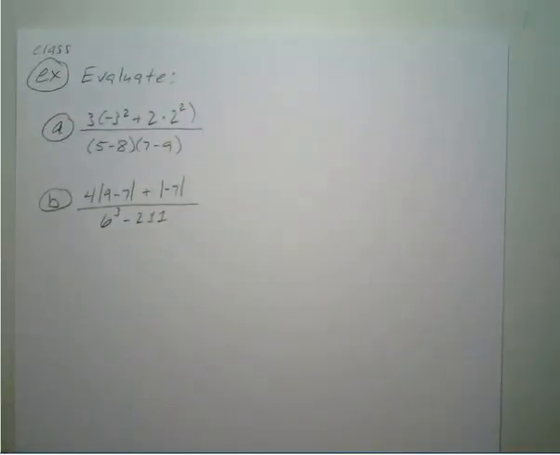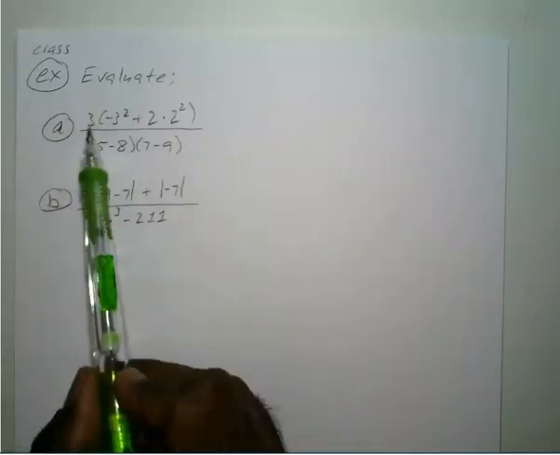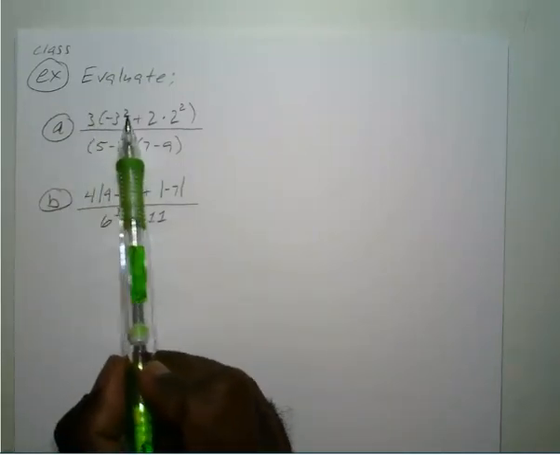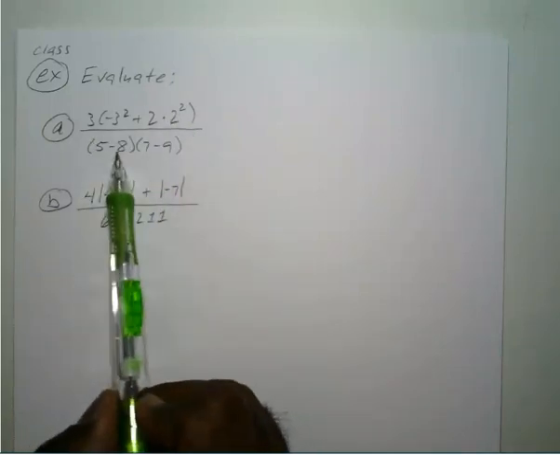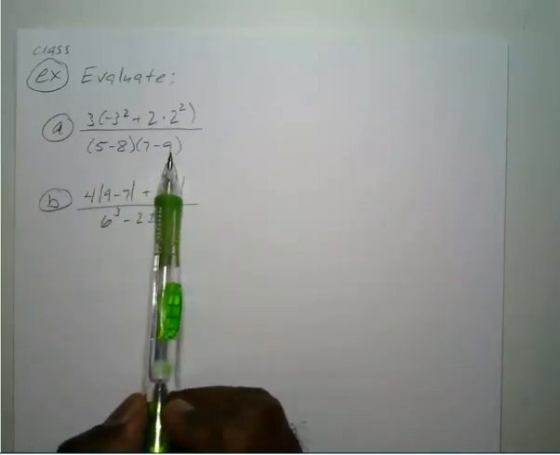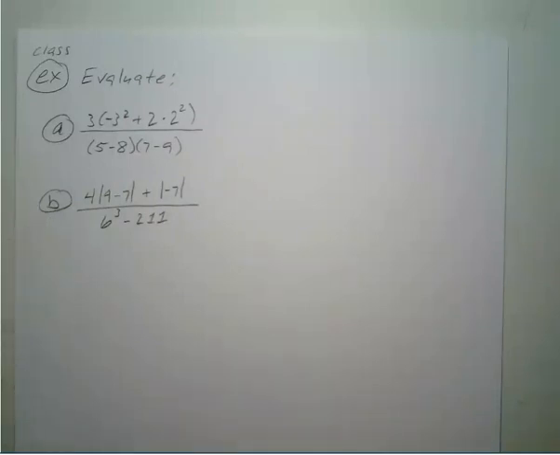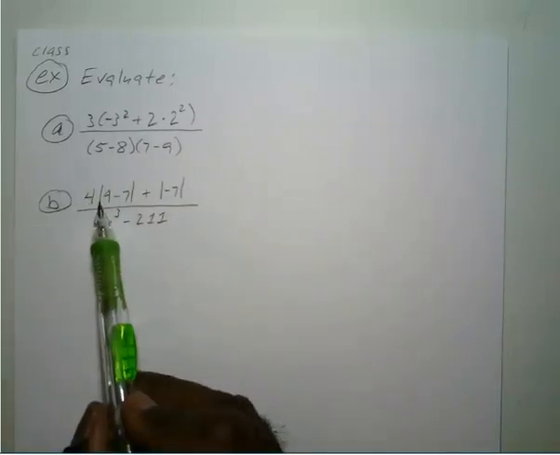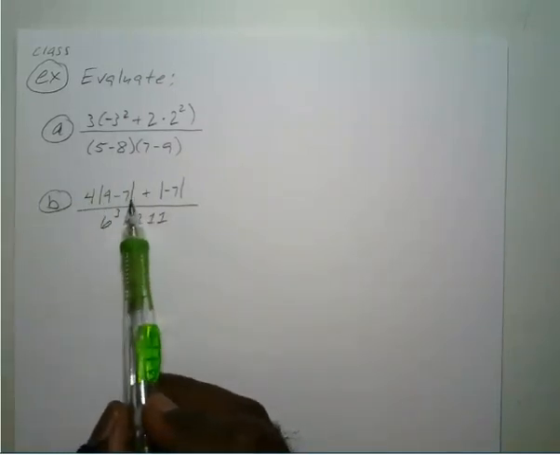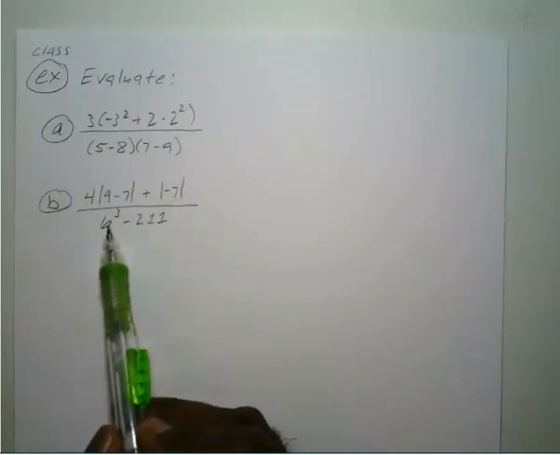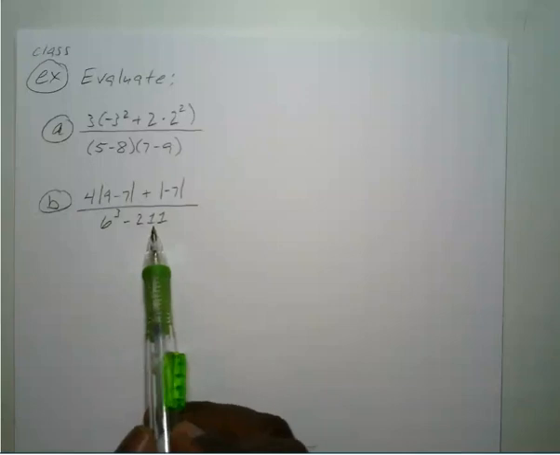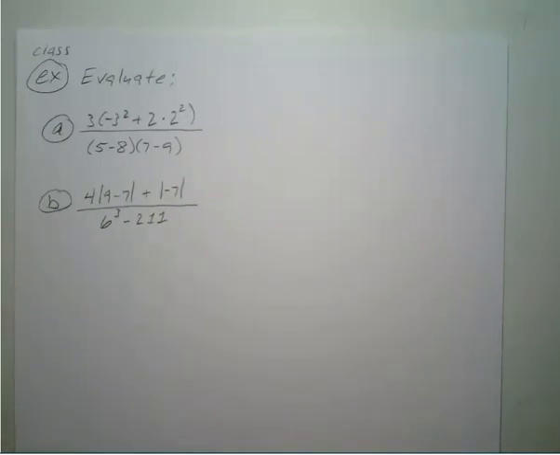What if we wanted to evaluate (3 times negative 3 squared plus 2 times 2 squared) divided by (5 minus 8 times 7 minus 9). And for B, you have (4 times the absolute value of 9 minus 7 plus the absolute value of negative 7) all over (6 to the third power minus 211). Go ahead and press pause and try these on your own.